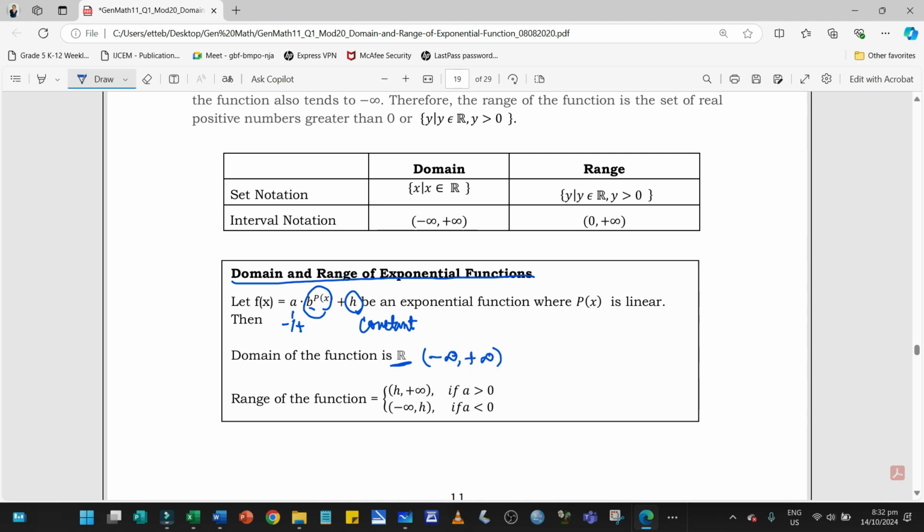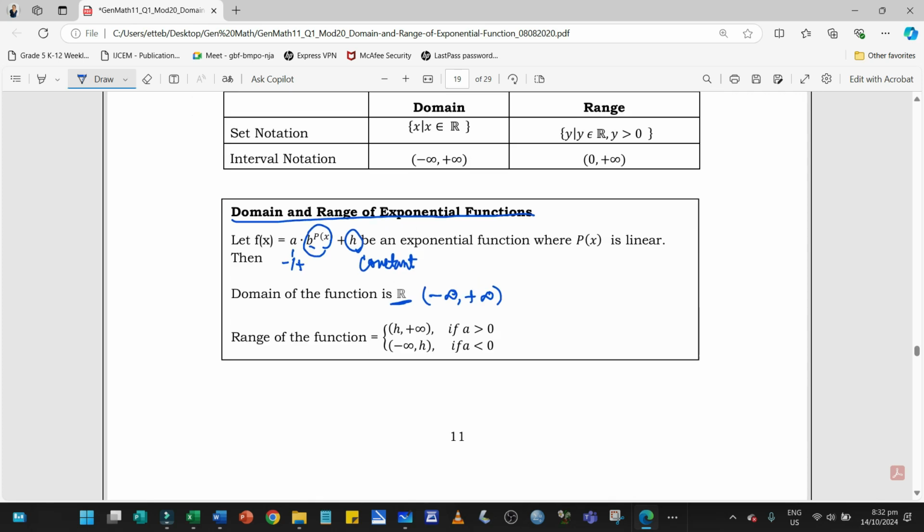Now, how do we get the range? If a is greater than 0, what are the numbers greater than 0? Probably going to positive infinity. And what are the numbers less than 0? Probably going to negative infinity, the negative numbers. This one also is negative numbers, for a less than 0.